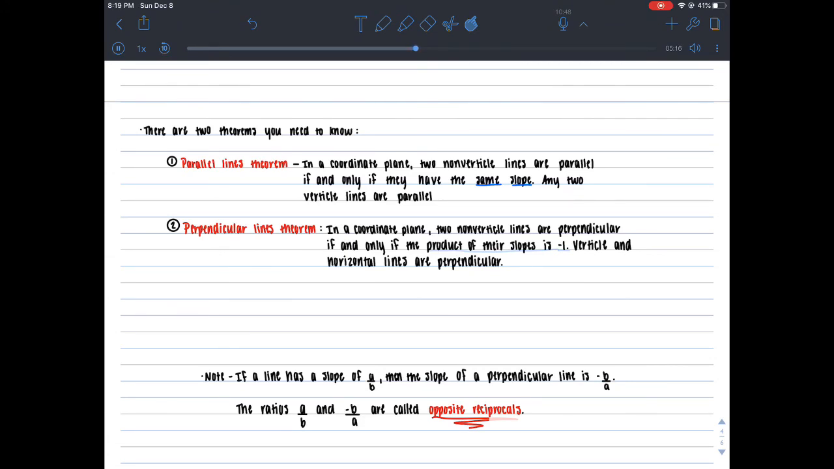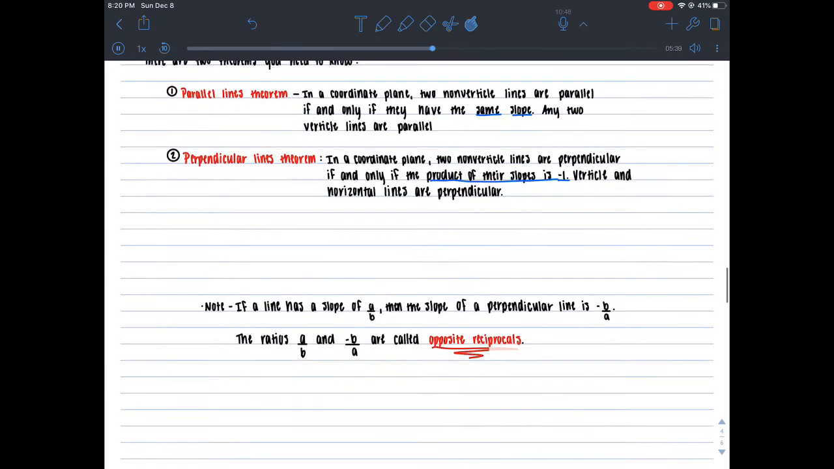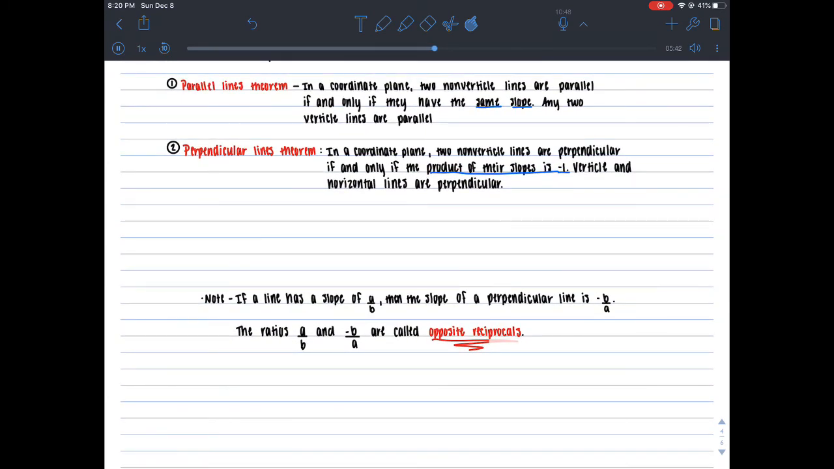Then we have the perpendicular lines theorem. This theorem states, in a coordinate plane, 2 non-vertical lines are perpendicular if and only if the product of their slopes is negative 1. Vertical and horizontal lines are perpendicular. Note, if a line has a slope of a over b, then the slope of a perpendicular line is negative b over a. The ratios a over b and negative b over a are called opposite reciprocals.